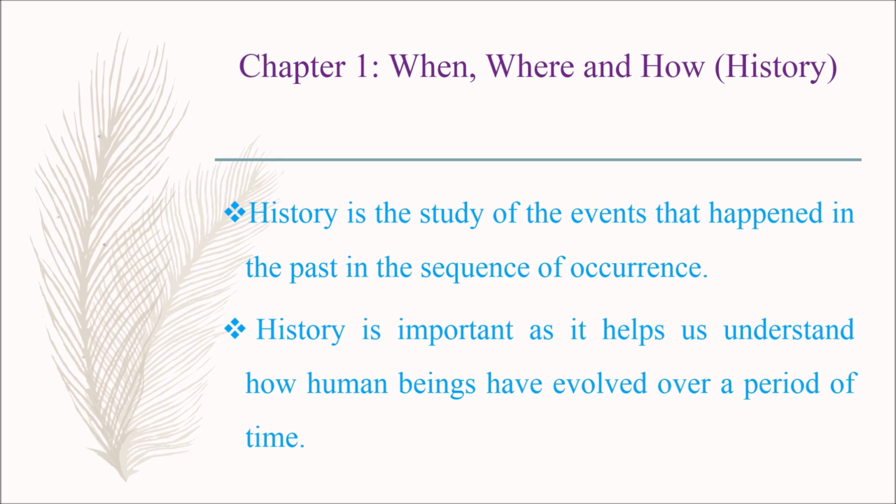History is the study of the events that happened in the past in the sequence of occurrence. So, history is the study of the events. What is meant by event? Event is an incident that happened in the past in the sequence of occurrence. Here, sequence means arrange in a particular order. So, we have to arrange incidences in a particular order.